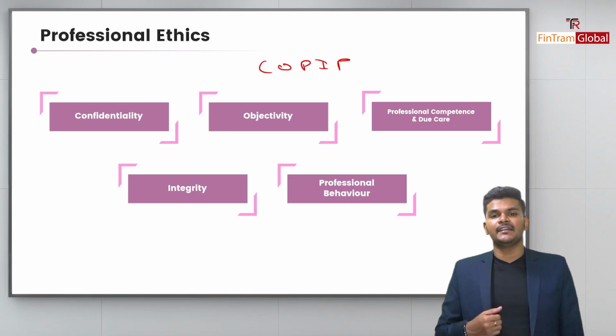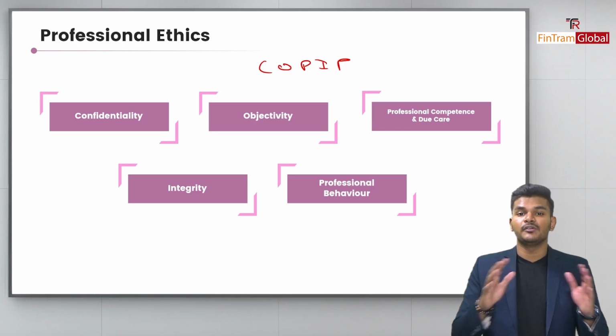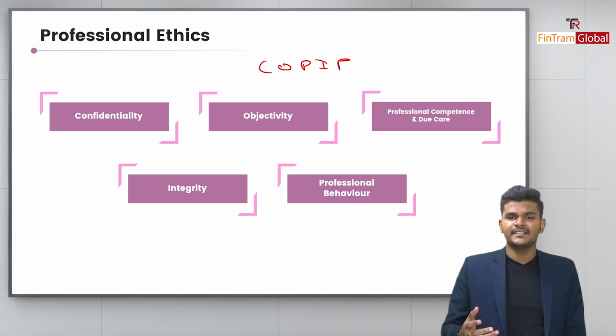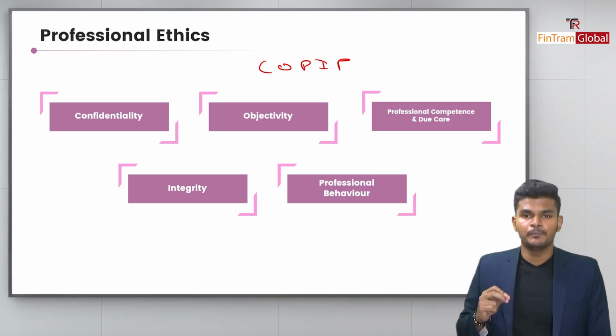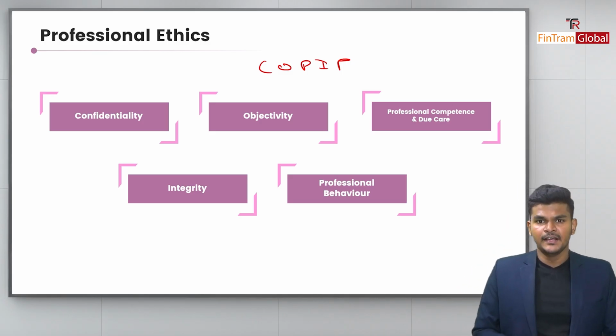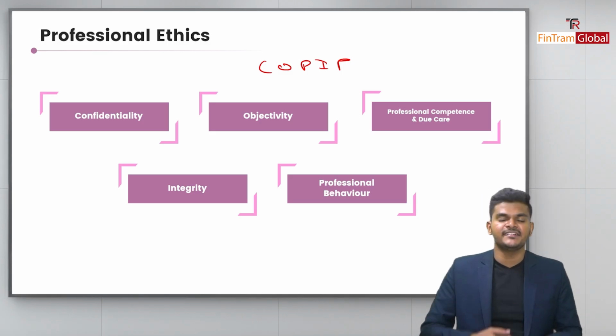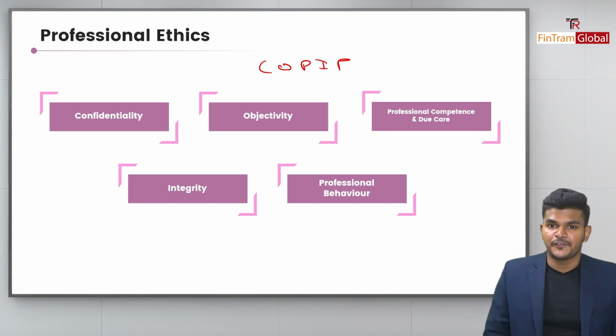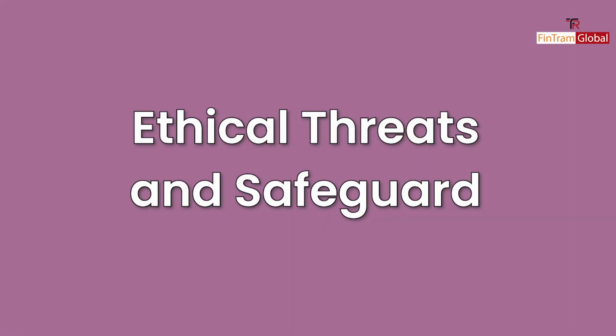Integrity is the idea that you have to be honest and straightforward in all professional relationships. And then professional behavior basically states that your behavior, your action should not disrepute the profession or ACCA in any manner. Okay, folks, so that's basically the idea. So that's what COPIT stands for: confidentiality, objectivity, professional competence and due care, integrity, as well as professional behavior. Now, moving on to the next part, which is ethical threats and safeguards.